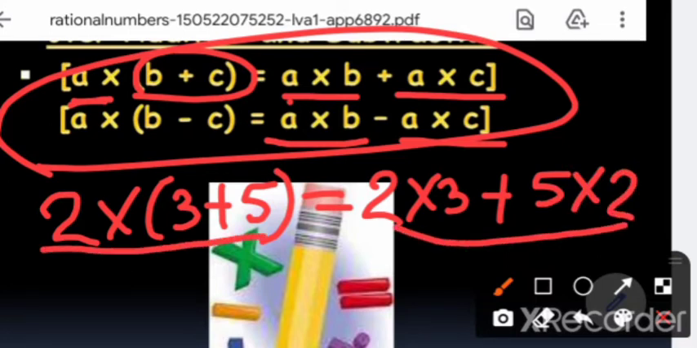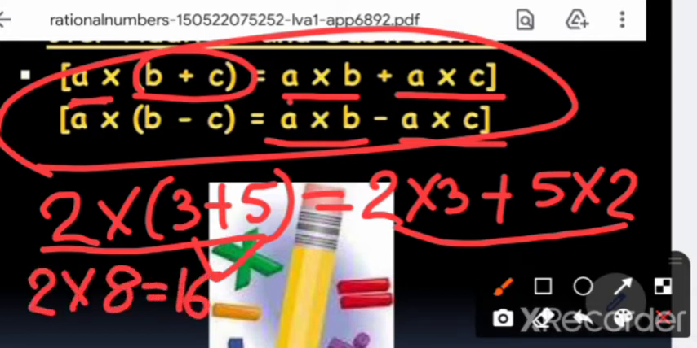So calculate the LHS first. First add the numbers, because we can apply the BODMAS rule. So 5 plus 3 is equal to 8. So 2 multiplied by 8 is equal to 16. On the other side, 2 into 3 is equal to 6, plus 2 into 5 is equal to 10. So 10 plus 6 is also equal to 16.